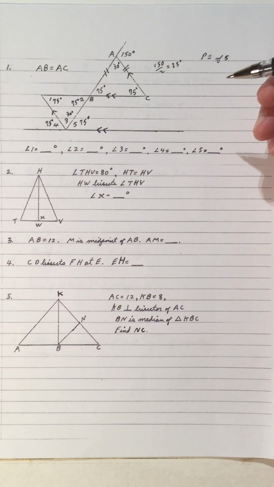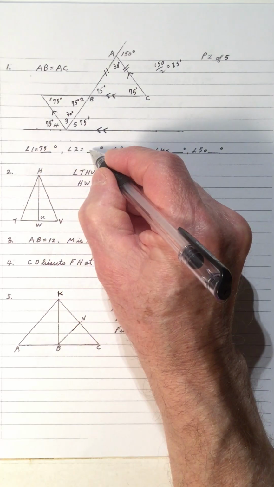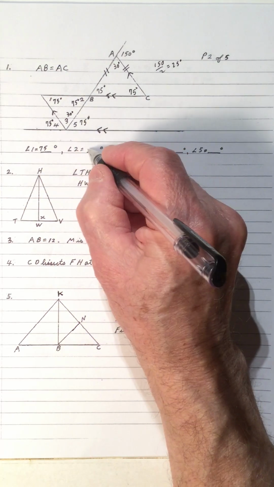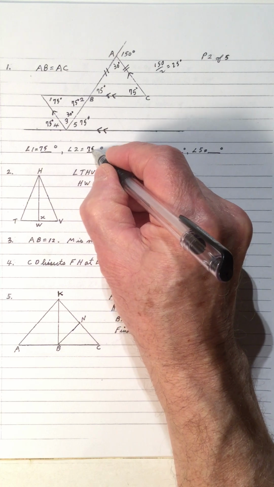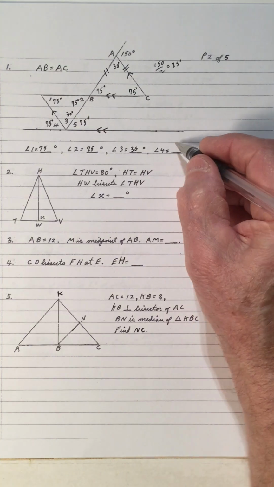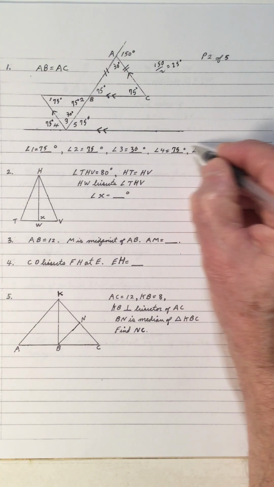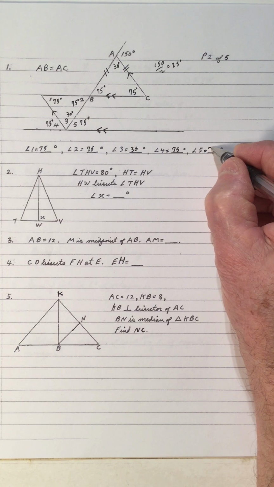So I found all the angles. Angle 1 is 75. Angle 2 is 75. Angle 3 is 30. Angle 4 is 75. And angle 5 is 75.